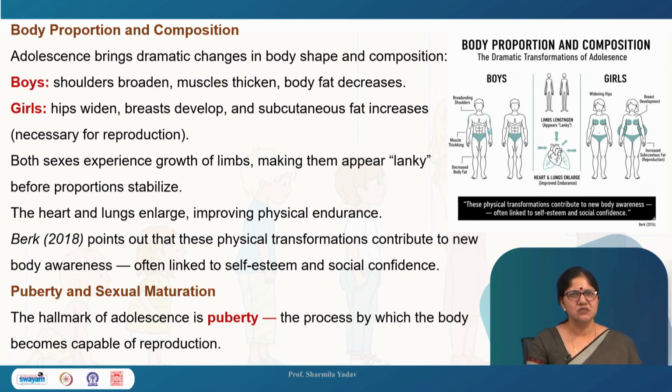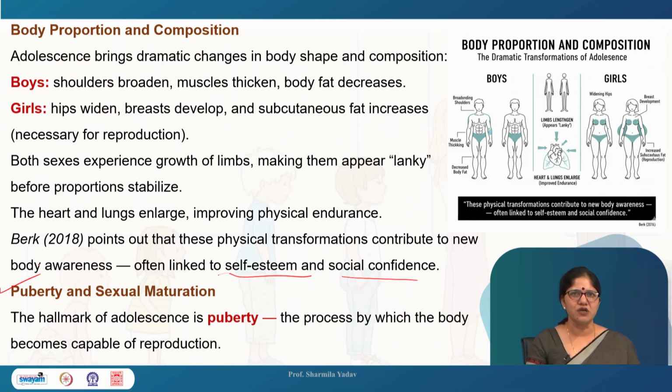Before proportions stabilize, the heart and lungs enlarge, improving physical endurance. Berg 2018 points out that these physical transformations contribute to new body awareness, often linked to self-esteem and social confidence. Now let's see puberty and sexual maturation.